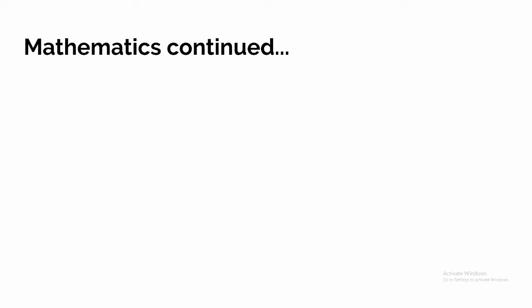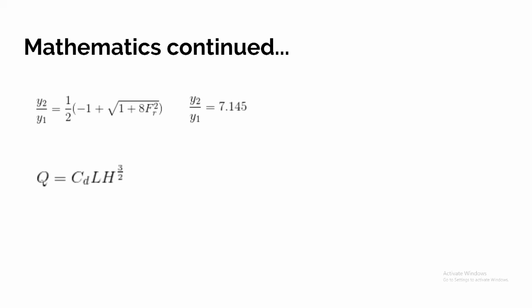Continuing on with the mathematics, we see that the depth ratio is equal to 1/2 multiplied by -1 plus the square root of 1 plus 8 multiplied by the first Froude number squared, which gives us that our depth ratio is equal to 7.145. From this depth ratio, we are able to accurately determine the depth of the water after the jump, which will give us the height over the weir, which is needed to calculate the flow rate.